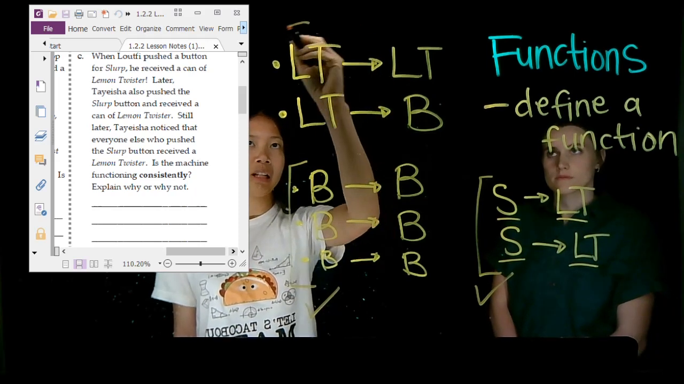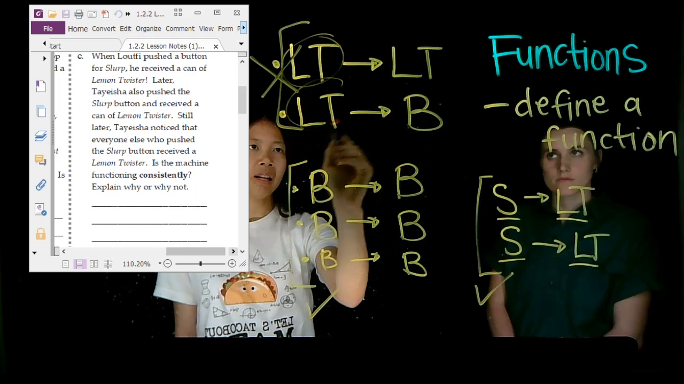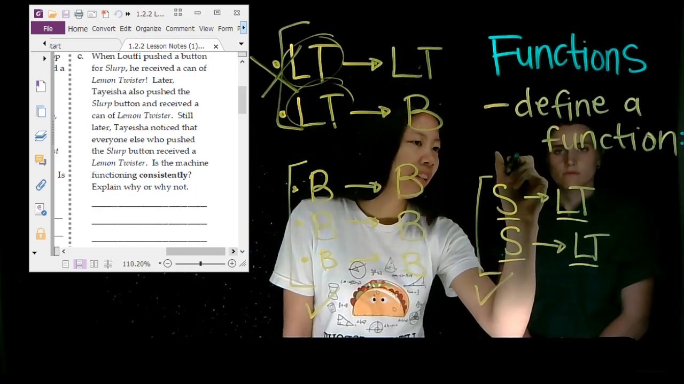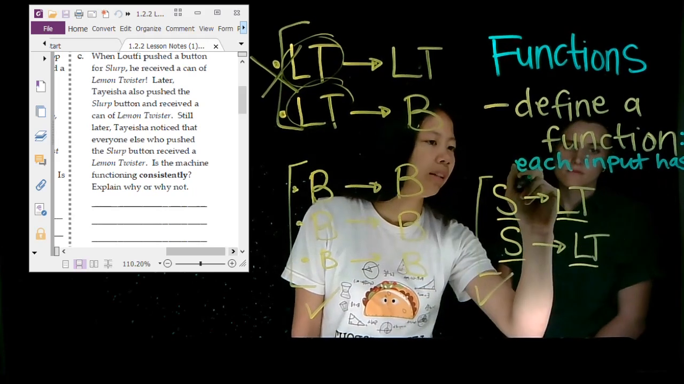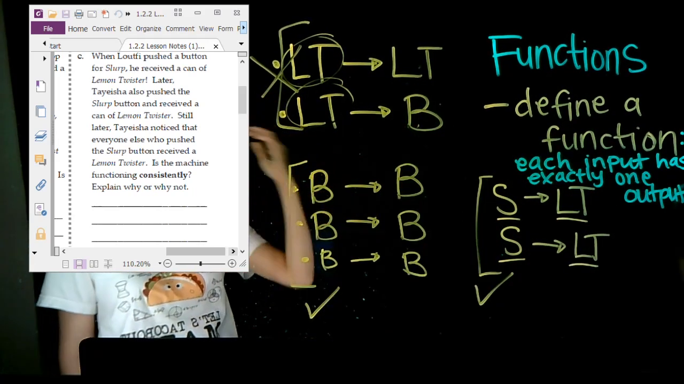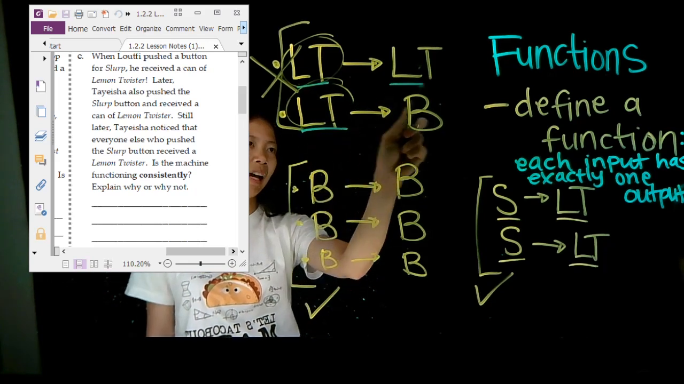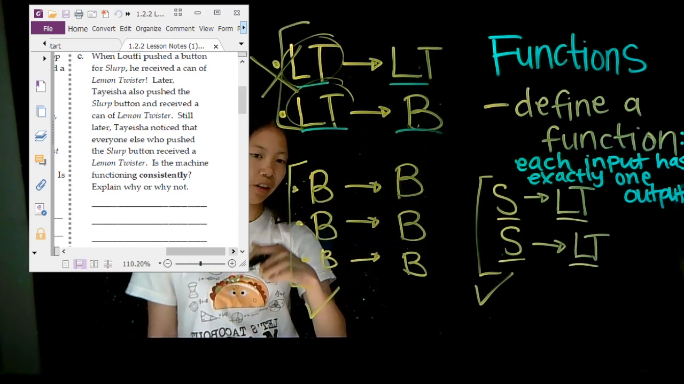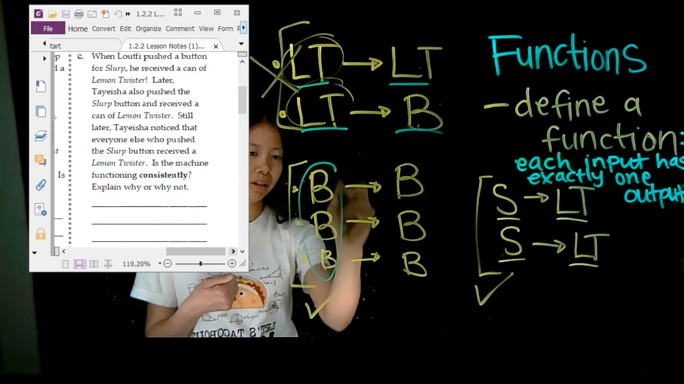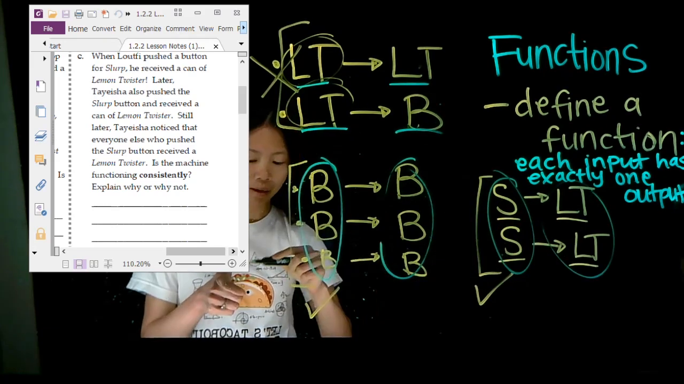This machine did not function consistently because when I pressed the same input, I got a different output. So for defining our function, a function is each input has exactly one output. We can see here that lemon twister is the same input, but I had 2 different outputs, so that's why that didn't function. But these other 2 machines are functions because every time I press the same input, I got the same output. Every time I put the same button here, I got the same thing every time.